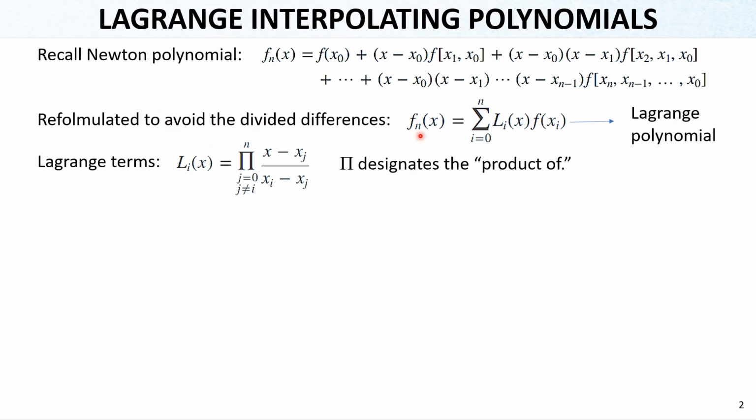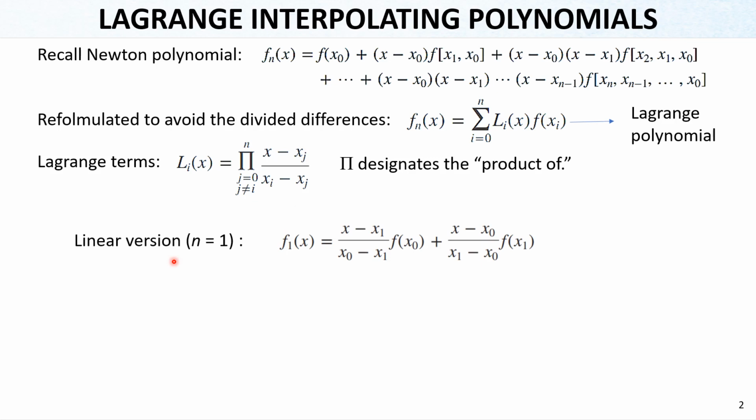By reformulating this, we get a function as you can see here, which is a summation of some L functions multiplied by the f(xi) values, the function values of the data that we have initially. These L functions are called the Lagrange terms, and they are shown as a product of these differences, which are kind of finite differences, shortened so that we have a summation of Lagrange terms multiplied by the function terms. This is called the Lagrange polynomial, and the big pi sign represents the product.